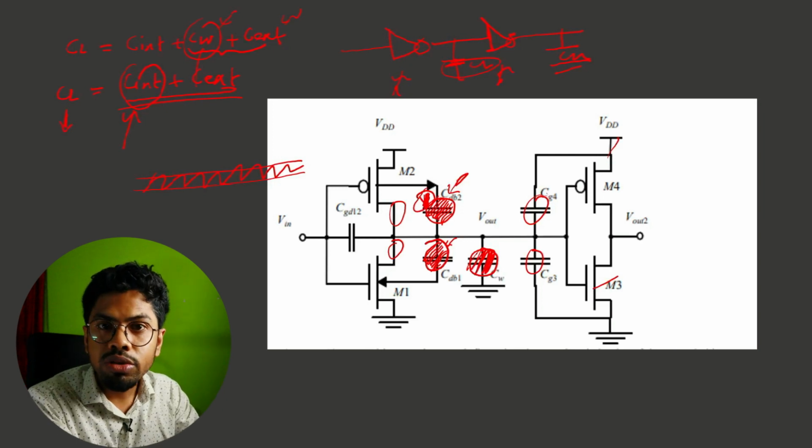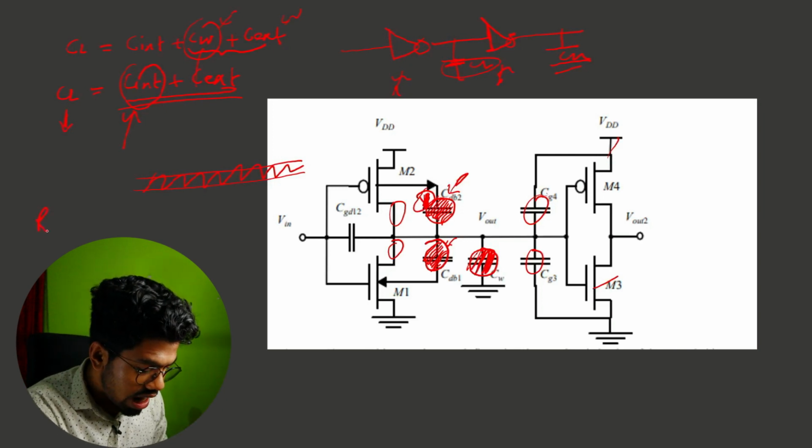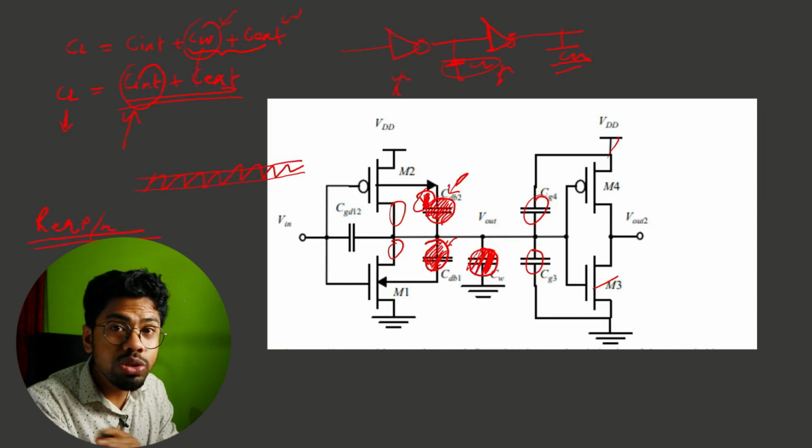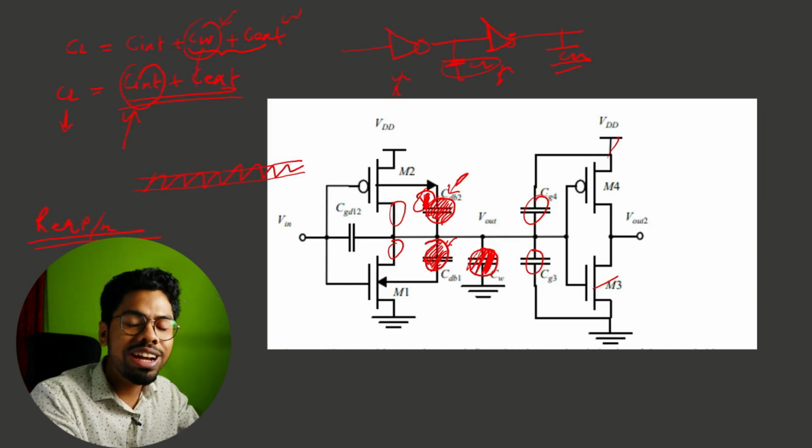So now we are done with CL. Now let's see about the R equivalent of our PMOS or our NMOS. But we don't know anything about R equivalent, where it comes from.